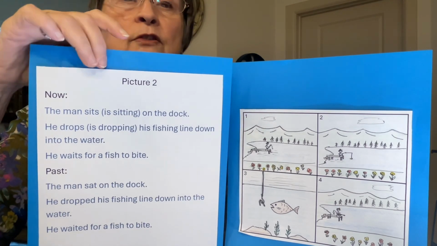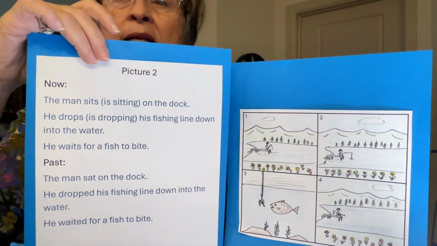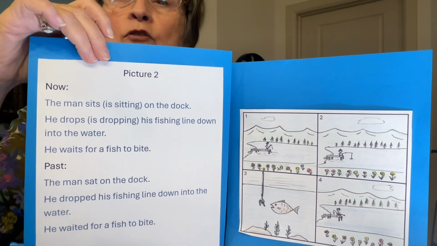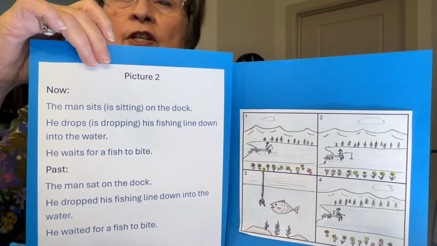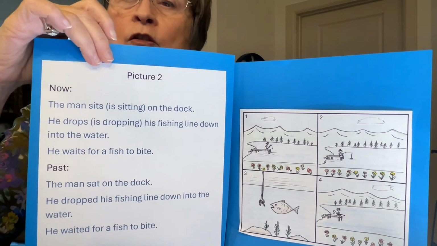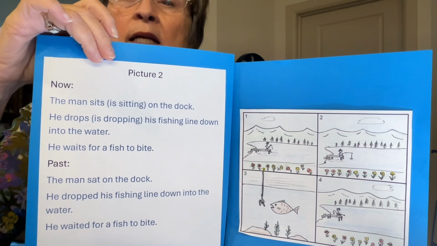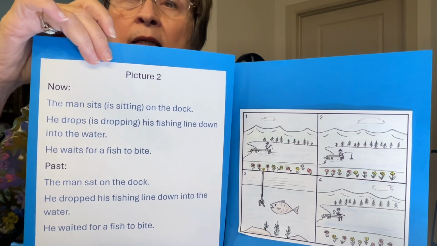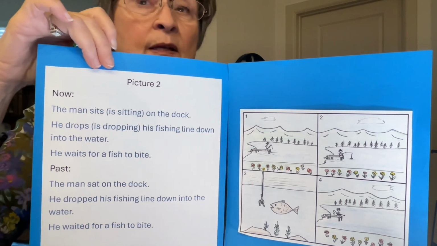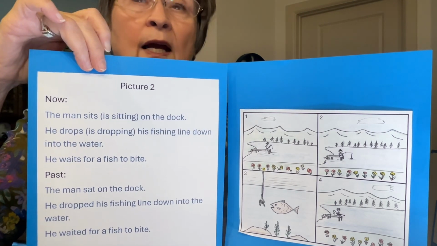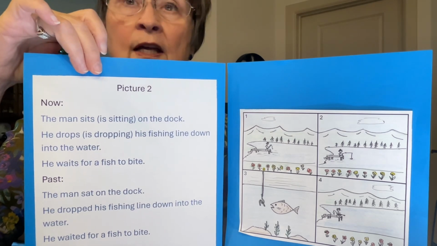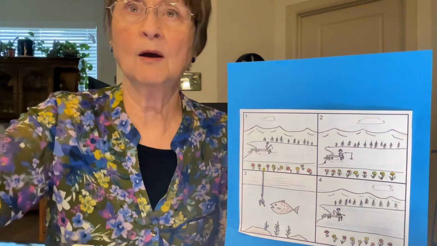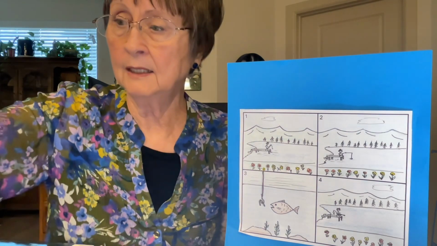Or I could tell the story in the past. The man sat on the dock. He dropped his fishing line down into the water. He waited for a fish to bite. Again, this is a very simple version of the story. There are many other things you could have said. That's just one example. Now, picture number 3.